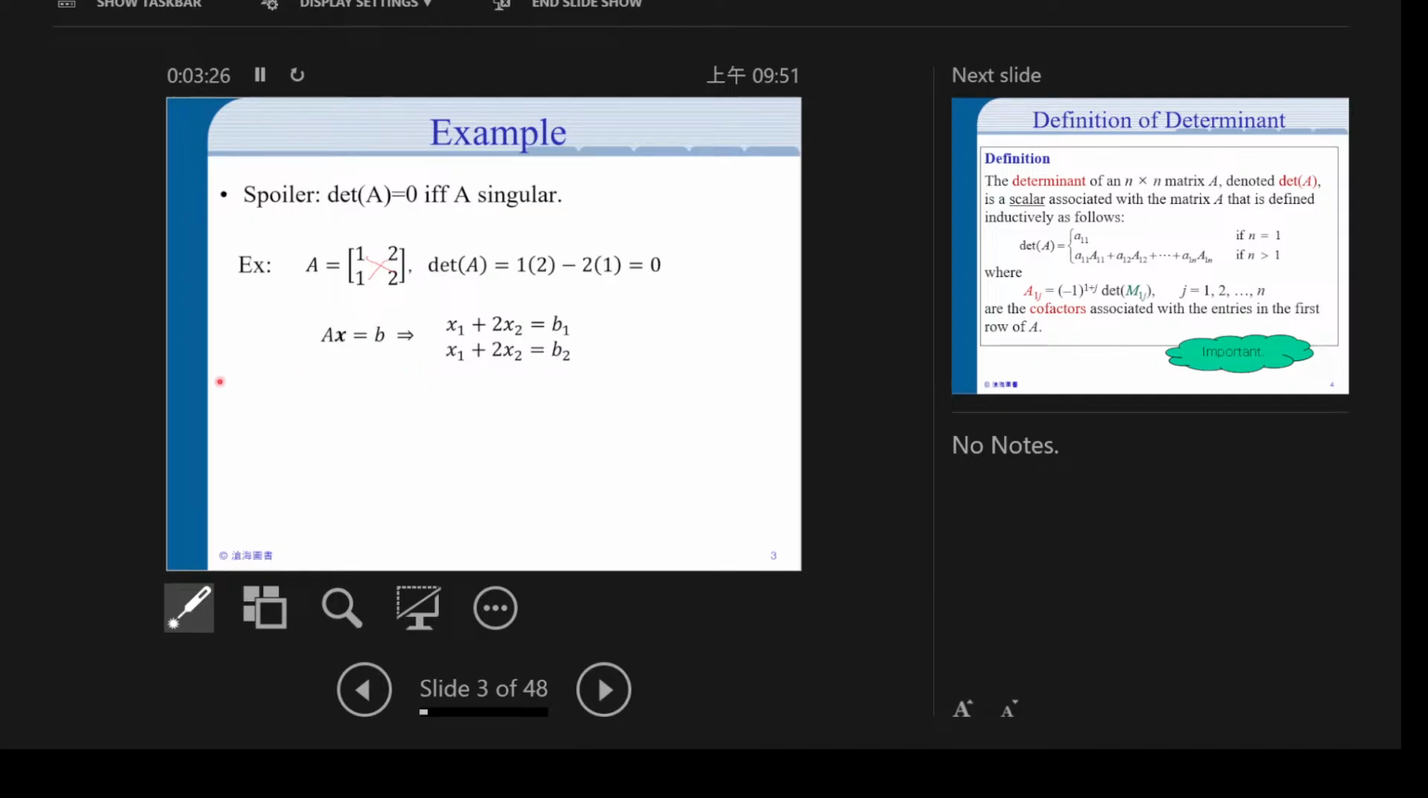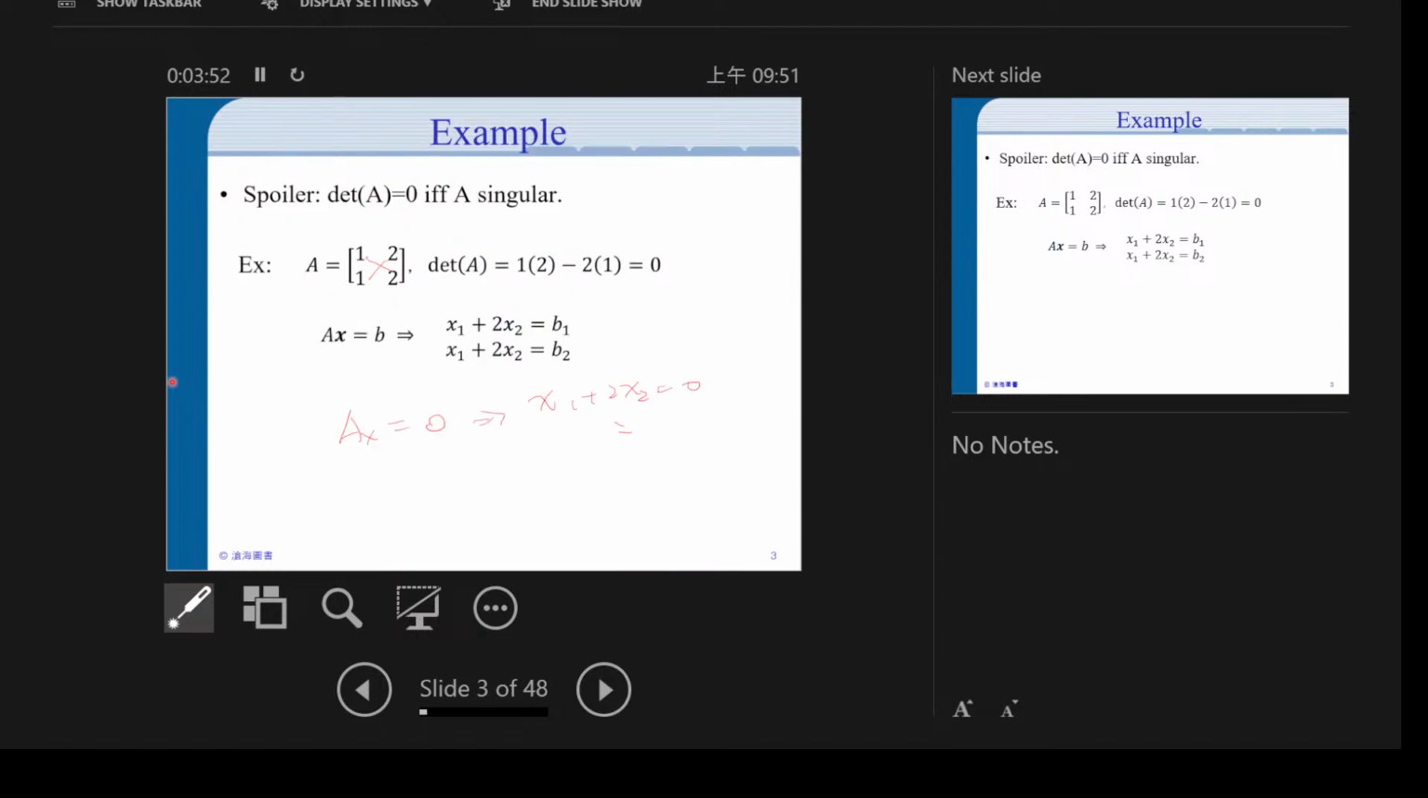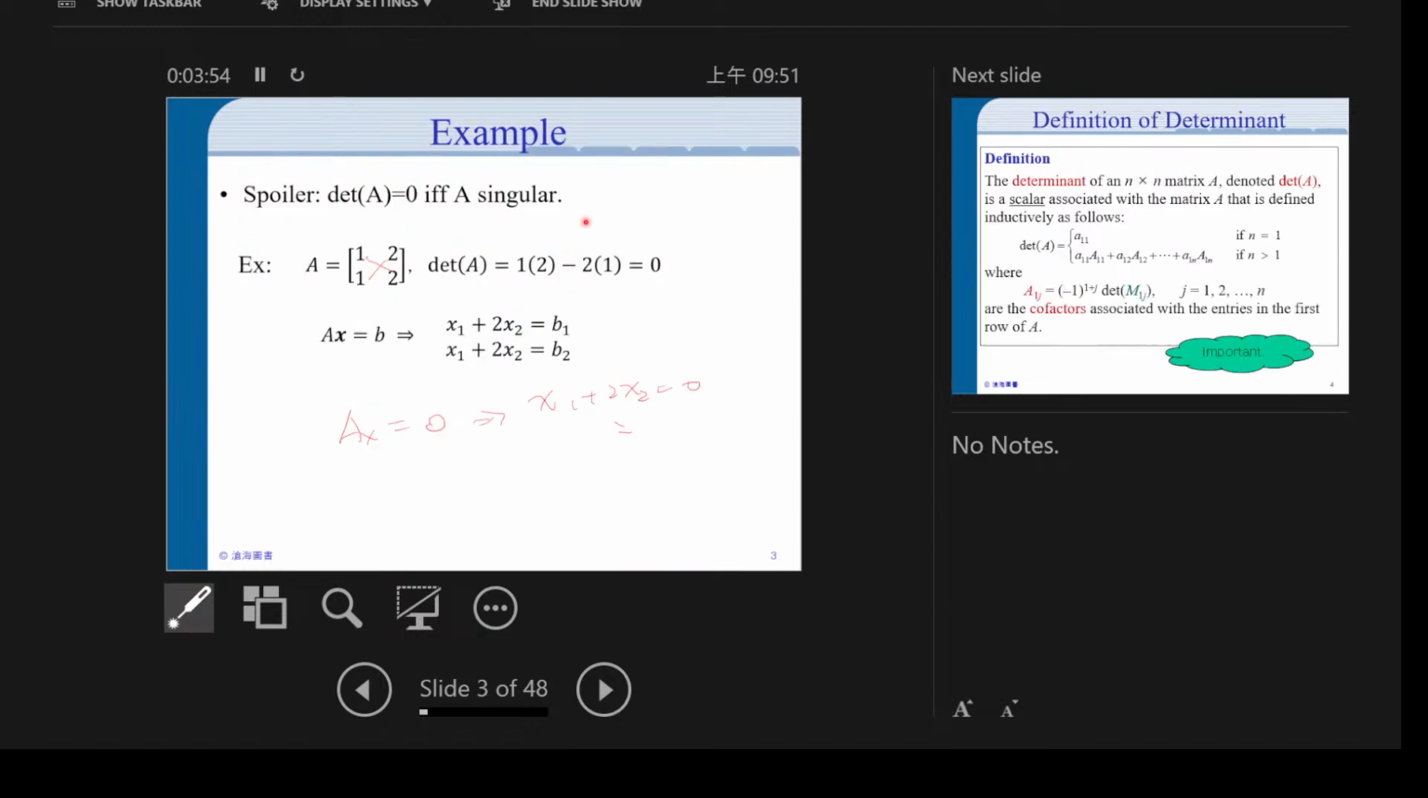Or another way to see this is if you go back to the easier case of 1.5.2, we have Ax equals 0. Then both equations are x1 plus 2x2 equals 0, and this will have infinitely many solutions. So yeah, determinant equals 0 if and only if A is singular.